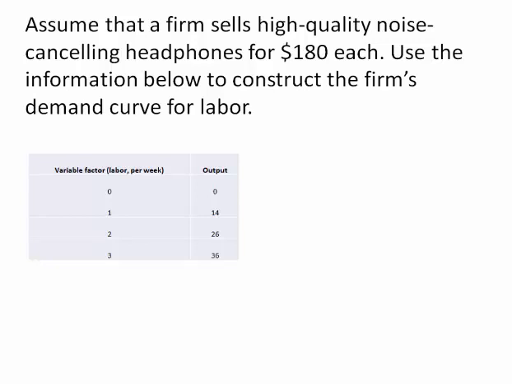This problem says assume that a firm sells high-quality noise-canceling headphones for $180 each. Use the information below to construct the firm's demand curve for labor. Before we get started, it's important to remember that a firm's demand curve for labor, or any resource used in production, is going to equal the marginal revenue product for that resource. Therefore, before we begin, we need to stop and review what marginal revenue product is.